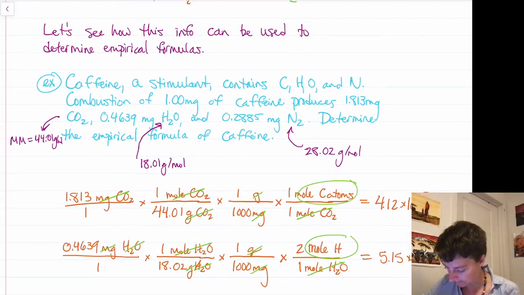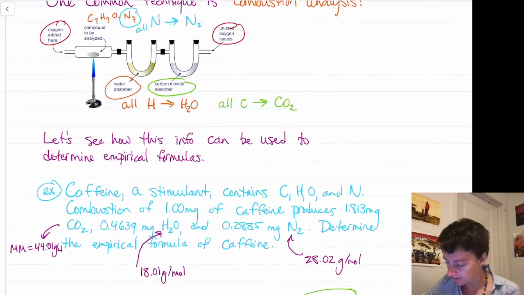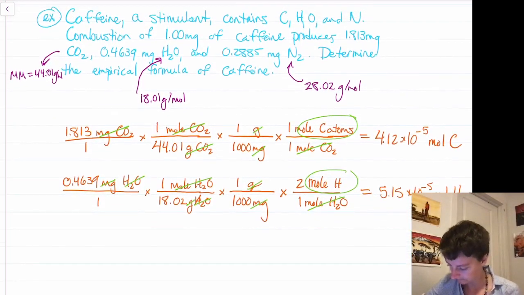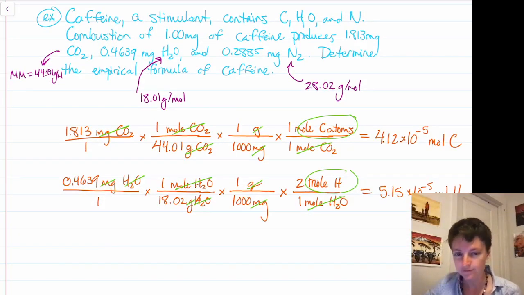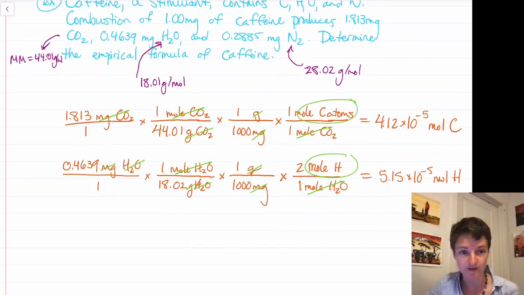Let's see if you can carry out the amount of nitrogen atoms or moles of nitrogen atoms yourself. Keep in mind, in our combustion analysis, we're assuming, or what happens in the experiment is that all of the nitrogen in the original compound is converted to molecular nitrogen, N2. So pause the video and see if you can figure this one out yourself.